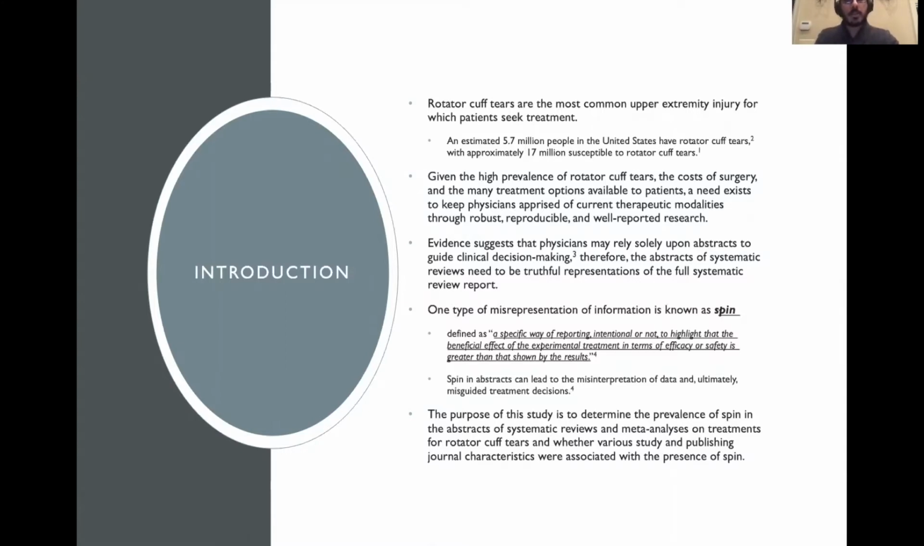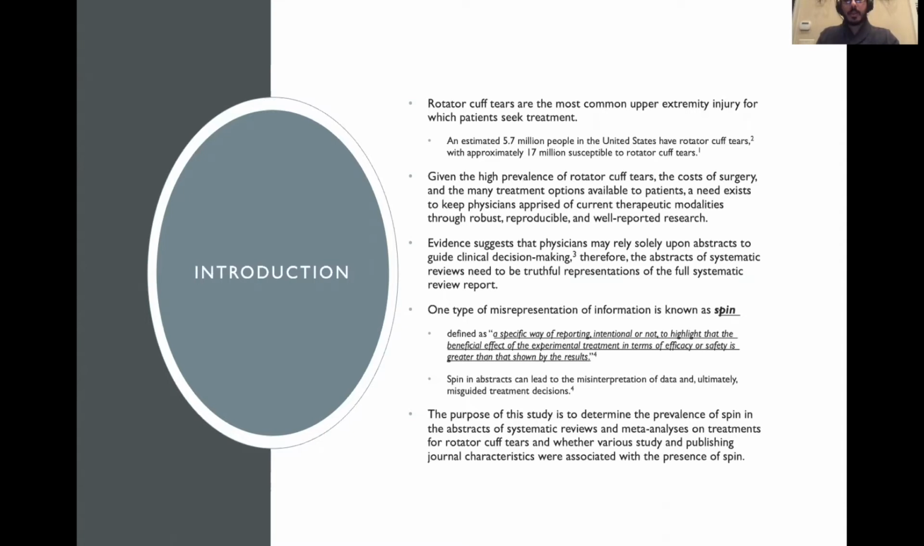And what we found was that physicians will make these clinical decisions based on reading solely the abstracts of these systematic reviews. It is therefore necessary that these abstracts have a truthful representation of the entire analysis of the systematic review. Now, one of these misrepresentations is known as spin.